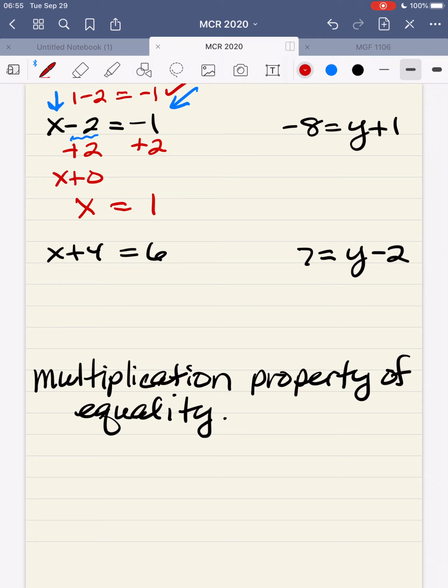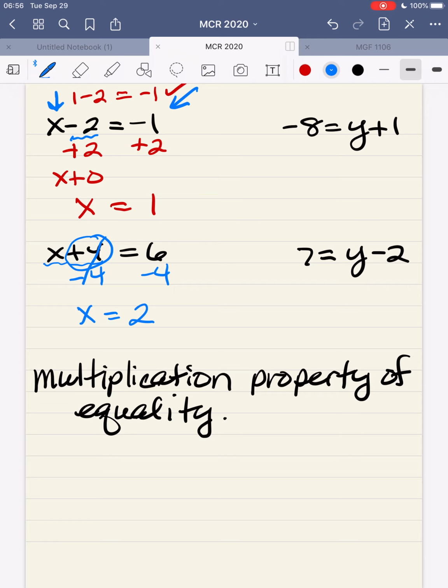Okay, for the next example here, I have x plus 4 is equal to 6. So I have a plus 4 with my x, and I want to get rid of the plus 4, so I need to minus 4. And whatever I do to one side, I got to do to the other. These are opposites on this side. They are going to cancel out. I'm left with x on one side, and 6 minus 4 is equal to 2.